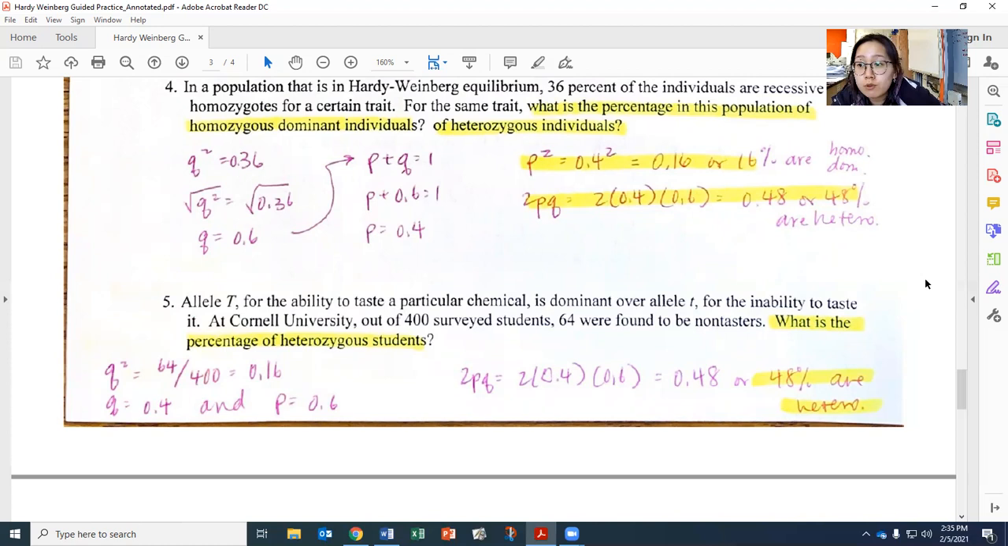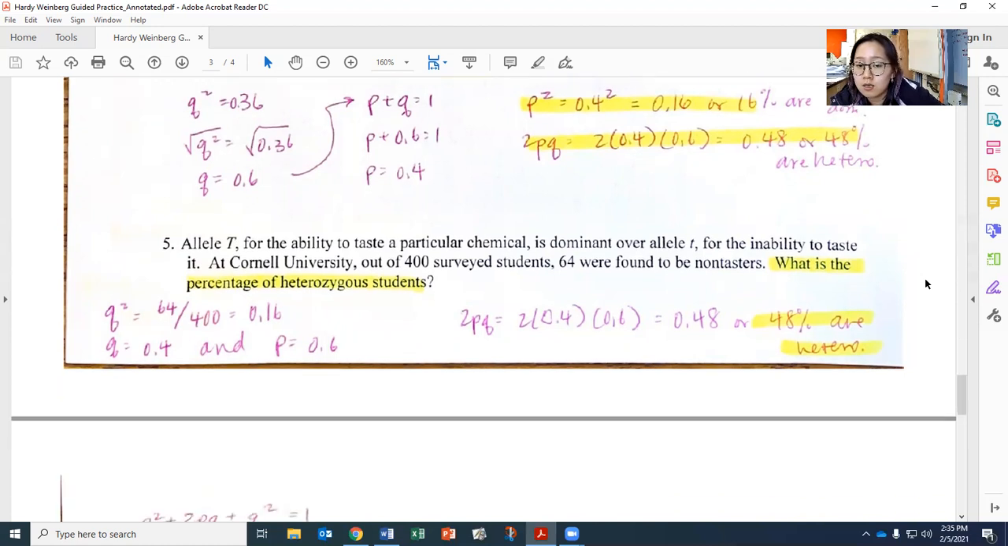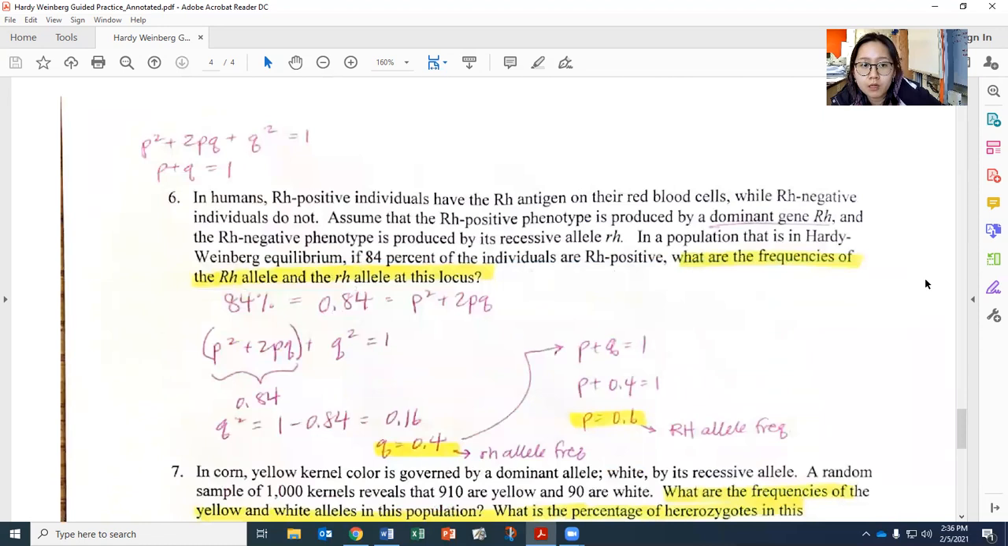Q is going to be the square root of 0.16, and therefore it is 0.4. That means P is easily 0.6 from the equation P plus Q equals 1. Now we want to find the heterozygous percentage. So that's going to be 2pq, which is 2 times 0.4 times 0.6, which is 0.48. And 0.48 means 48% of the population at that student body are going to be heterozygous for the ability to taste the particular chemical. See, on the new page, I still wrote down the equations just because it's easier to reference than if I have it at the top.